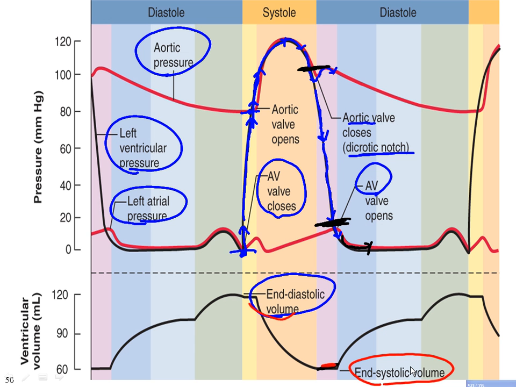What we begin with was end diastolic volume. What we finished with is end systolic volume. The difference between these 2 volumes is called stroke volume. The stroke volume is the amount of blood that leaves the left ventricle. Stroke volume is the difference between end diastolic volume and end systolic volume. Okay, so now we're in diastole.